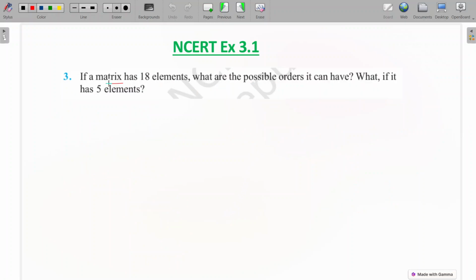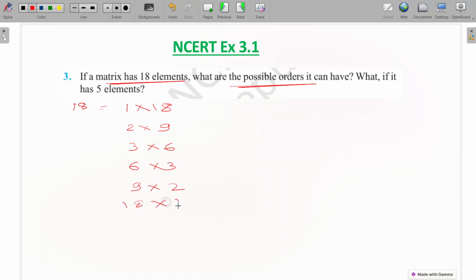Next question is, if a matrix has 18 elements, what are the possible orders it can have? The orders it can have are 1 into 18, the same as the previous question. The second possibility is 2 into 9. Third possibility is 3 into 6. Similarly, 4 won't come, 5 won't come, with 6 the same possibility 6 into 3, then 9 into 2, then 18 into 1. So what are the total combinations? 1, 2, 3, 4, 5, 6. So we can answer 6 possible orders are there.